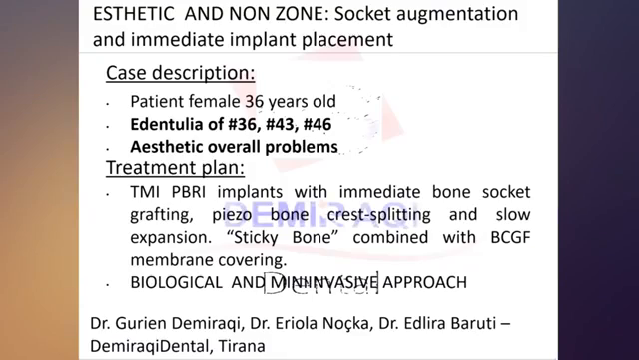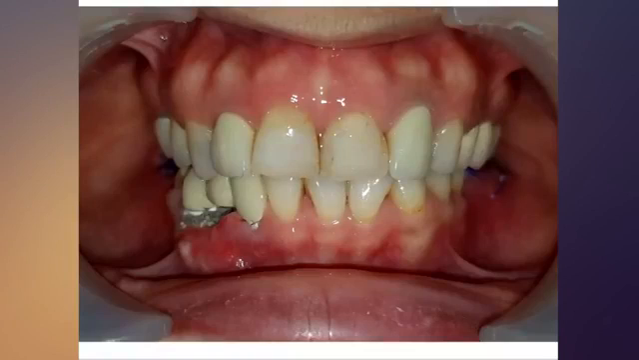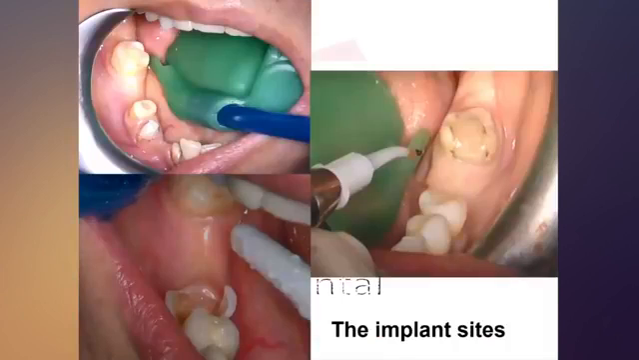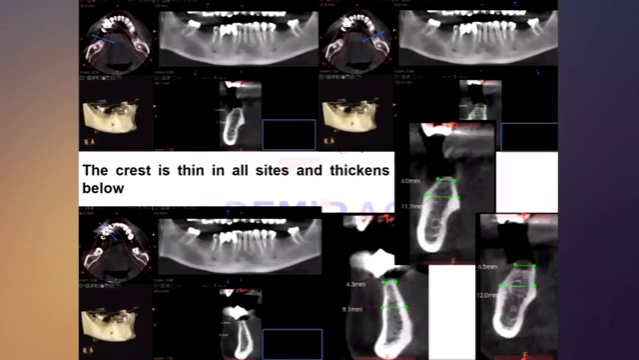Another case, 36 years old, edentulous and with aesthetic problems overall. So we decided to place implants and socket grafting and try to be as minimally invasive as possible. She wanted her appearance to change because she didn't like her aspect, and we decided to do it as soon as possible. These are the implant sites.